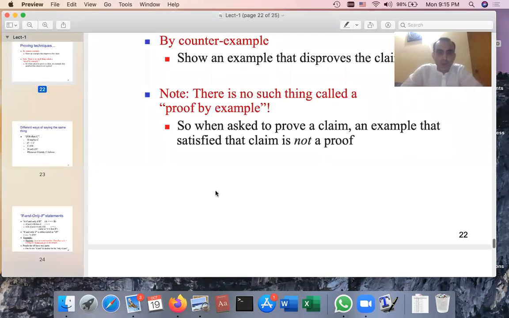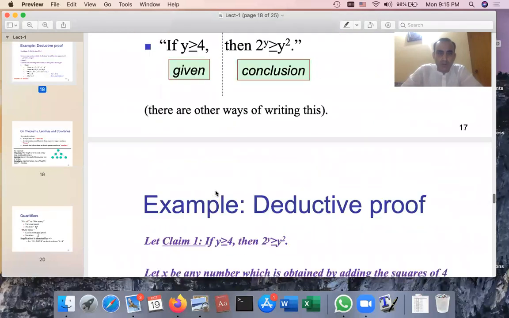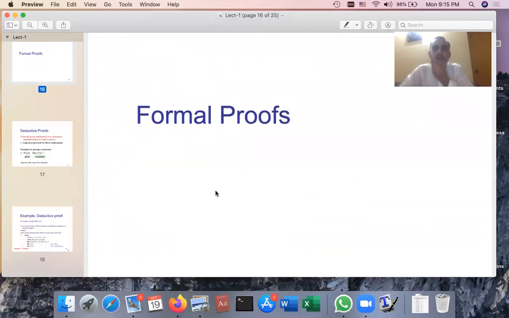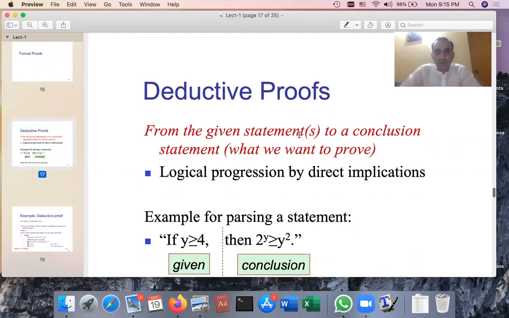And I think we have to start from formal proofs. So, this is formal proofs, and first we have to look over these deductive proofs. Deductive means something that you have to extract or simply deduct, which is a verb.